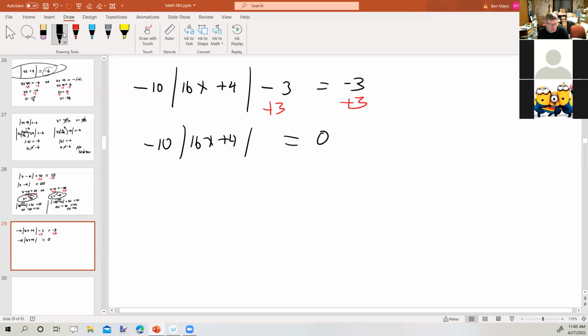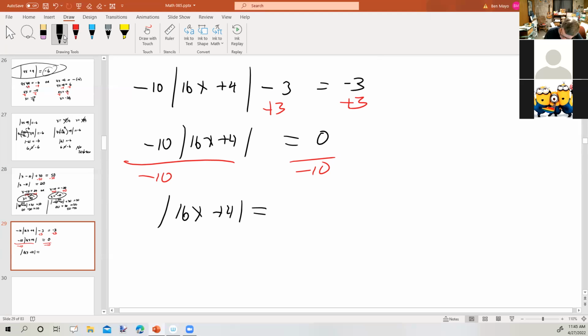Now it's equal to 0. So maybe there's only one equation, but we're still not done. We'll divide both sides by -10. So now I've got the absolute value of 16x plus 4 equals 0 divided by -10, which is still 0. So that's what I'm going to deal with. Okay, so isolate that absolute value term first and foremost.